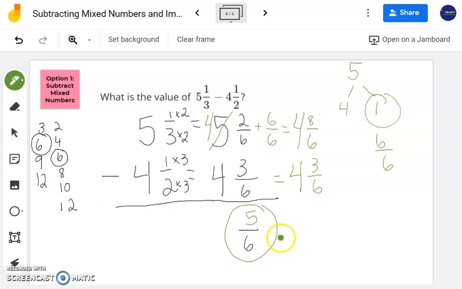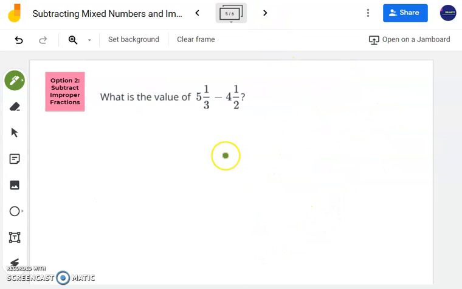Now, borrowing is great. Borrowing will be used when you're subtracting fractions as well, just like when you're subtracting whole numbers. You have to do it within your fractions as well. Now, you can choose when you're subtracting mixed numbers to keep it a mixed number, and you might want to go through the step of borrowing, which is great. You can also choose to convert your mixed numbers to an improper fraction.